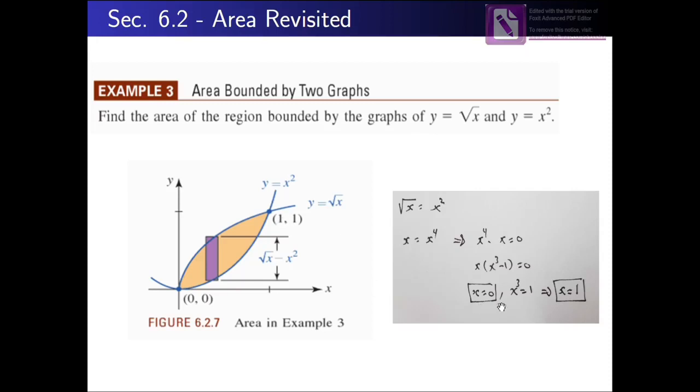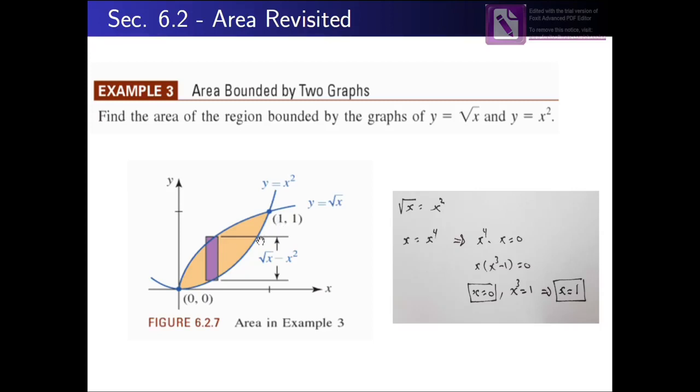To know the value of y, replace x here by 0 for any function. If x equals 0, that means y equals 0. So here we have 0 and 0. For x equals 1, replace x by 1, we will get y equals root 1, which equals 1. So this is another point, which is 1, 1. So we know that the area bounded between these two graphs is from 0 to 1. We know the limit of integration, which is from 0 to 1.